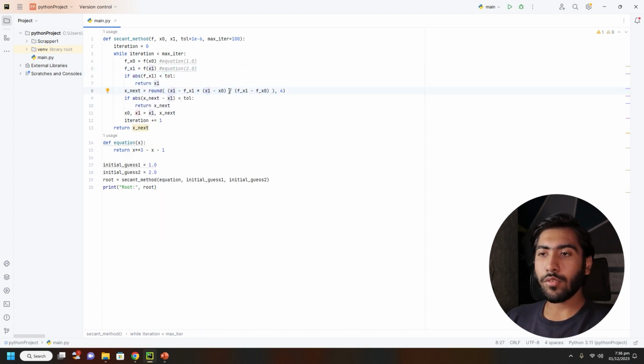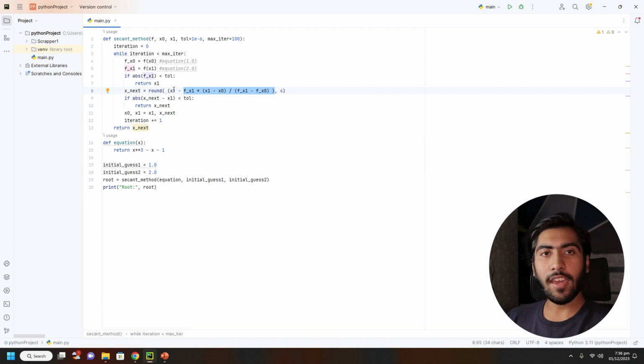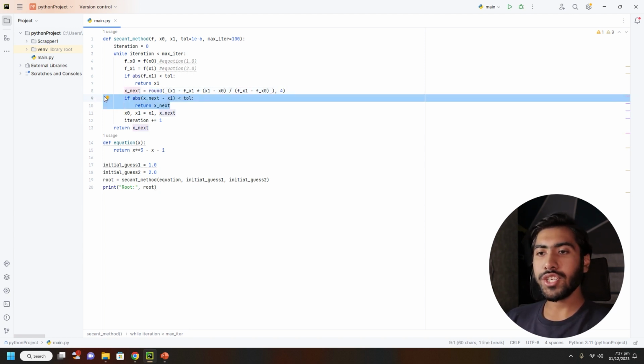And what's happening in this formula? x1 minus x0 divided by function of x1 minus function of x0, and this whole value will be multiplied by function of x1, and then this whole value will be subtracted from x1. And what is round doing here? Round is rounding the value to 4 decimal places. So now here we have one more condition which is completely related to secant method.